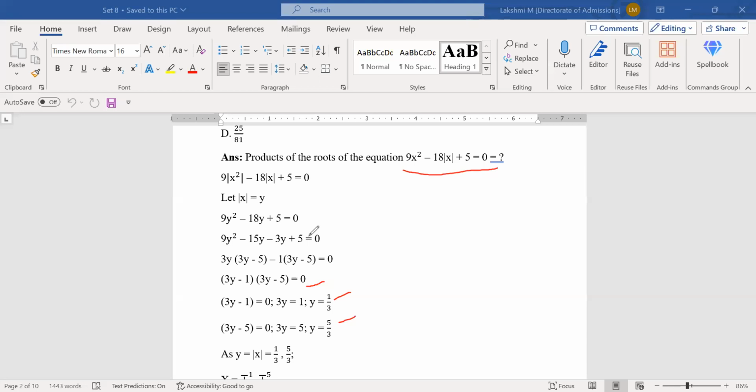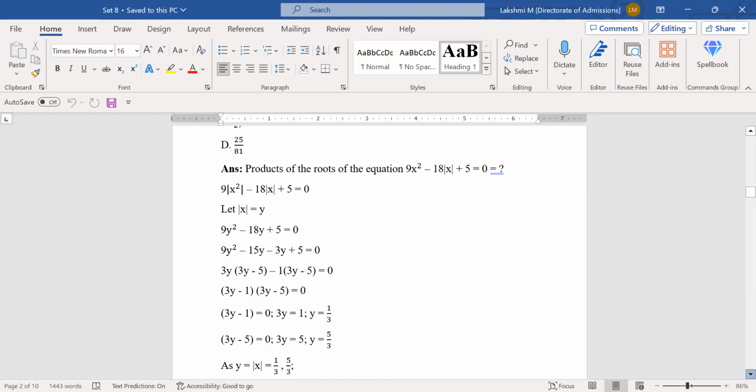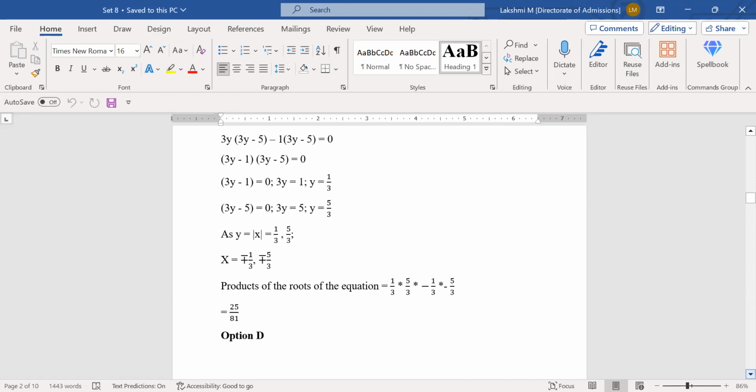Now, it's mod x. So what is the possibility? It could be plus or minus 1 by 3, plus or minus 5 by 3. Now coming to the next part, the question is asking for the product of roots of the equation. So it's 1 by 3 into 5 by 3 into minus 1 by 3 into minus 5 by 3. That is 25 by 81.